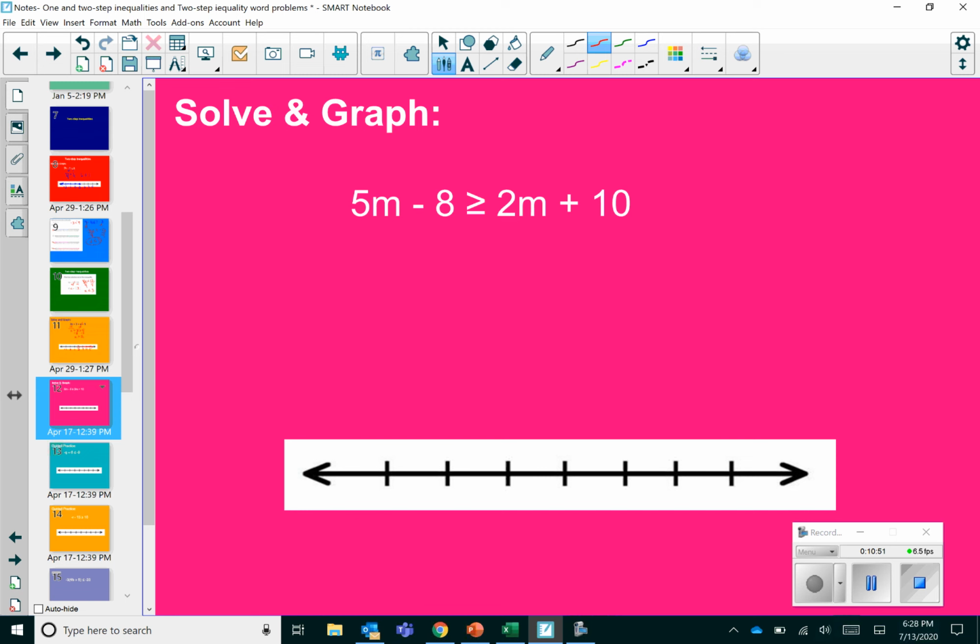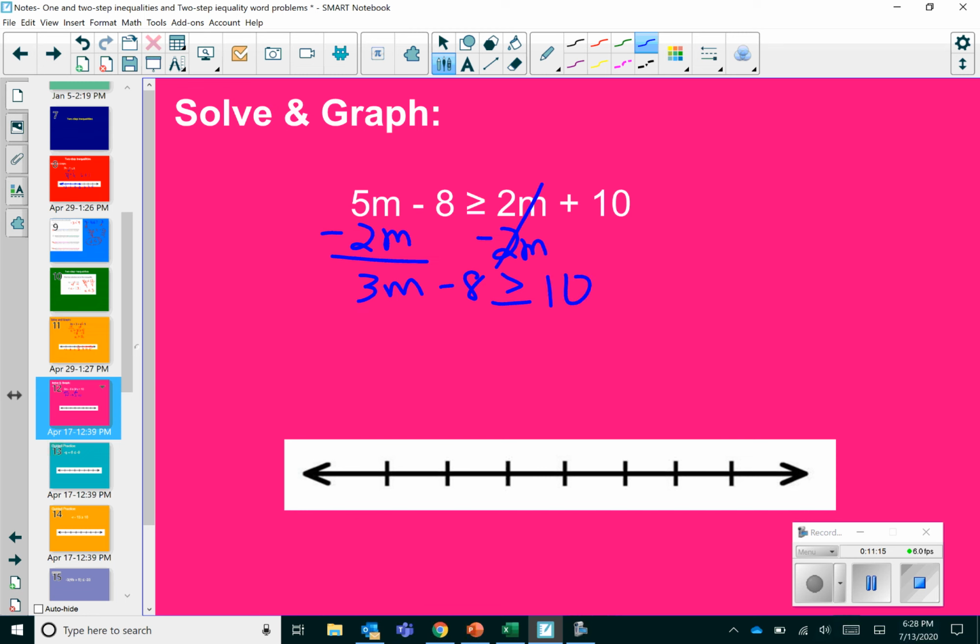Okay, here's another one where we've got variables on both sides. So I could either be subtracting 5m or I could subtract 2m. I know that by subtracting 2m, I'll keep my variable positive. So I'm going to go with that. 5m minus 2m is 3m. That leaves me with 3m minus 8 is greater than or equal to 10.